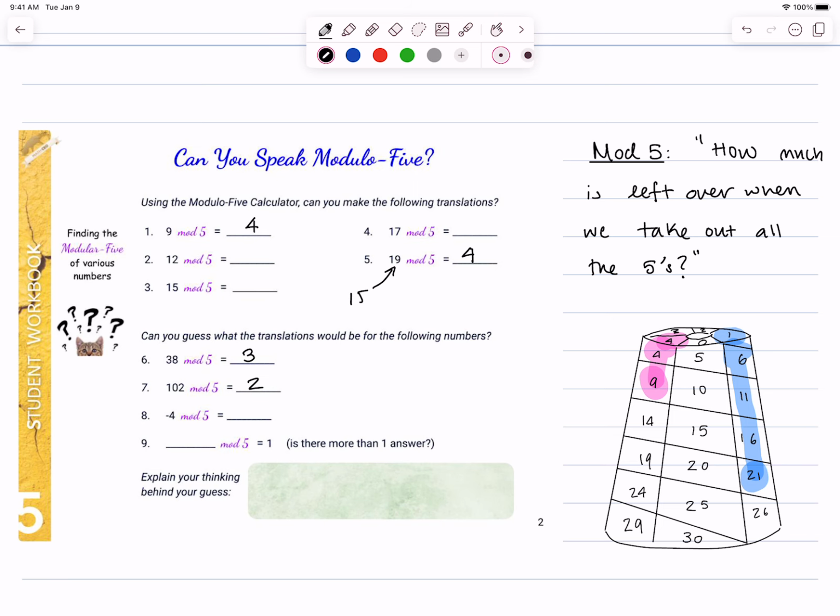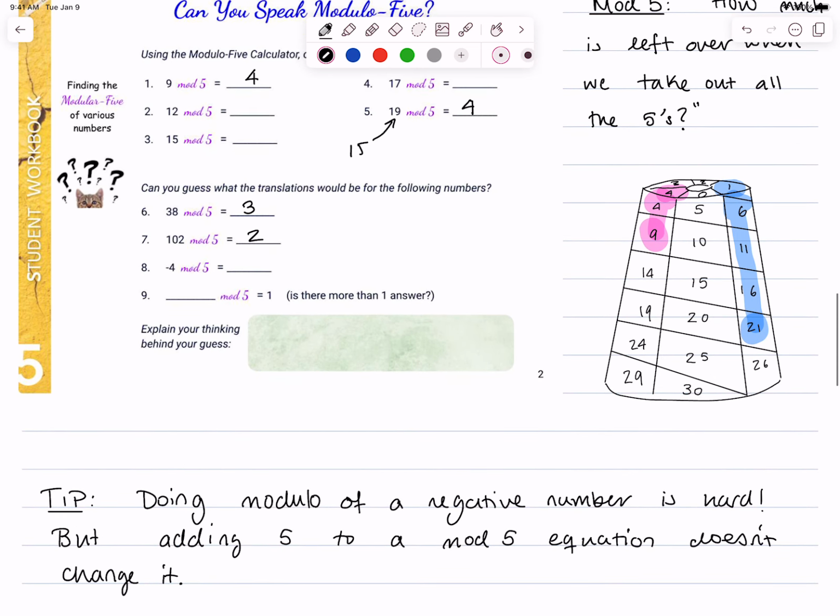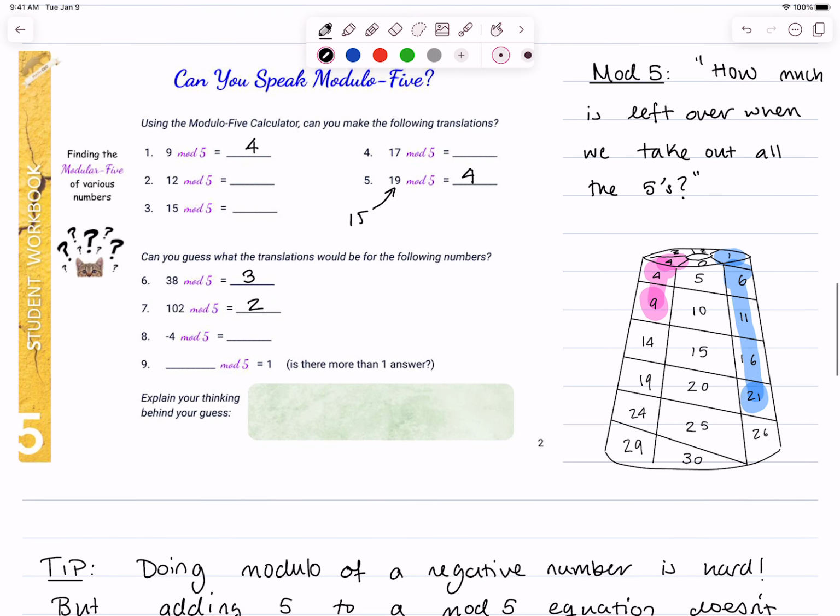The negative one's a little tricky, but when you're doing these modulo equations, you notice that adding 5 to a mod equation doesn't change it. So, for example, up here, we've got 9 mod 5 is 4, and 19 mod 5 is also 4, right? It's because if we take 9 and we add 2 5s to it, we get 19.